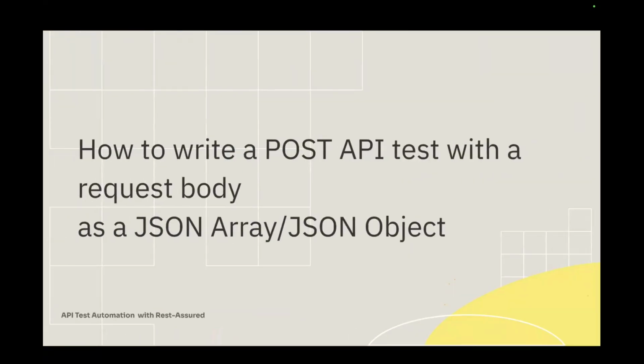Writing a POST API request with the request body as a JSON array or JSON object. The request body can be provided either as a JSON array or a JSON object depending upon the requirement. We will be using the Google JSON library to create a JSON object and then add it to the JSON array, forming an array of orders as required for the POST add order API of the RESTful e-commerce application.